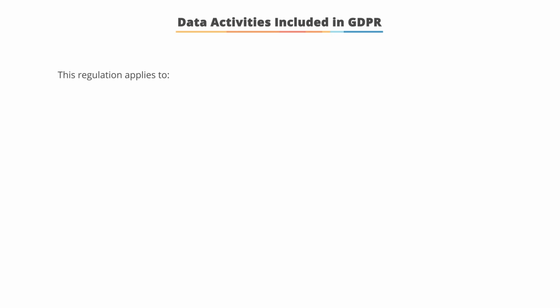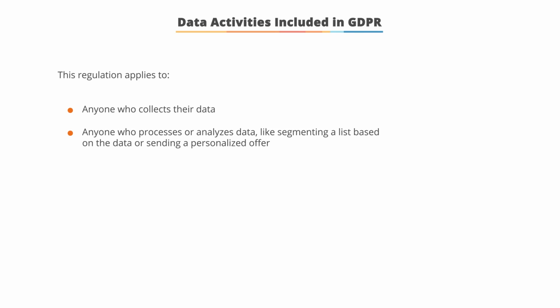As I mentioned before, this regulation applies to anyone who collects, keeps, or processes data. This has an extensive reach, as something as simple as segmenting a mailing list can be considered processing of data. For example, if you segment your list based on the location of your subscribers, then you have processed their personal data. In addition, if you use the data to determine a relevant offer based on their interests, that is considered to be processing of personal data as well.